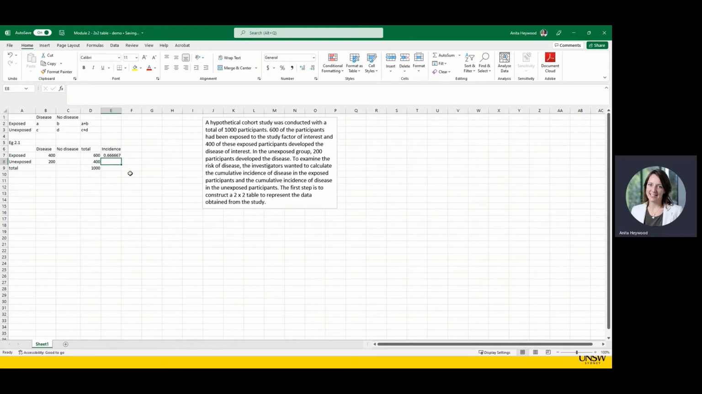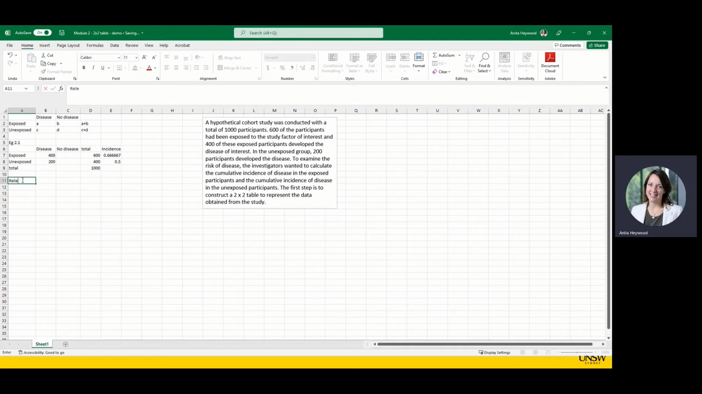0.6667. And so we don't have to times or make it into a percentage here, because if we leave it both as a proportion for both the exposed and the unexposed, then the ratios will be fine. So that's our incidence or cumulative incidence in exposed. So 66.7% of the exposed had the disease. And then the same for the unexposed, equals 200 divided by 400 equals 0.5 or 50%.